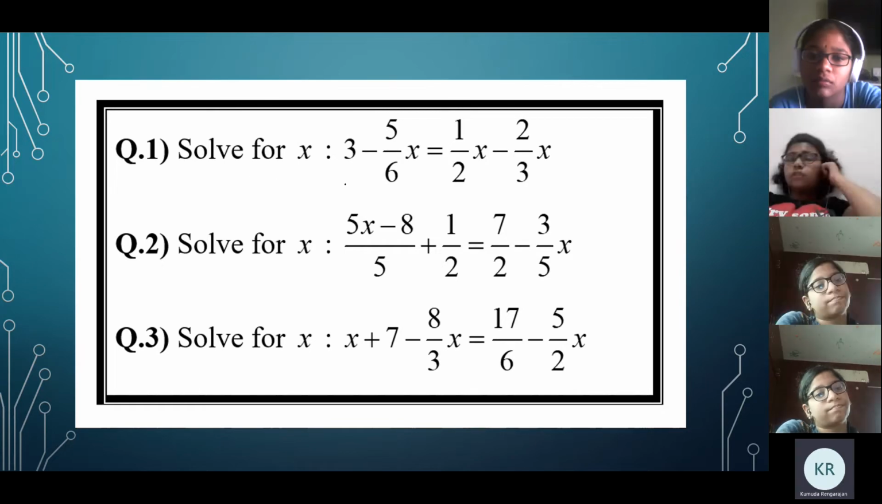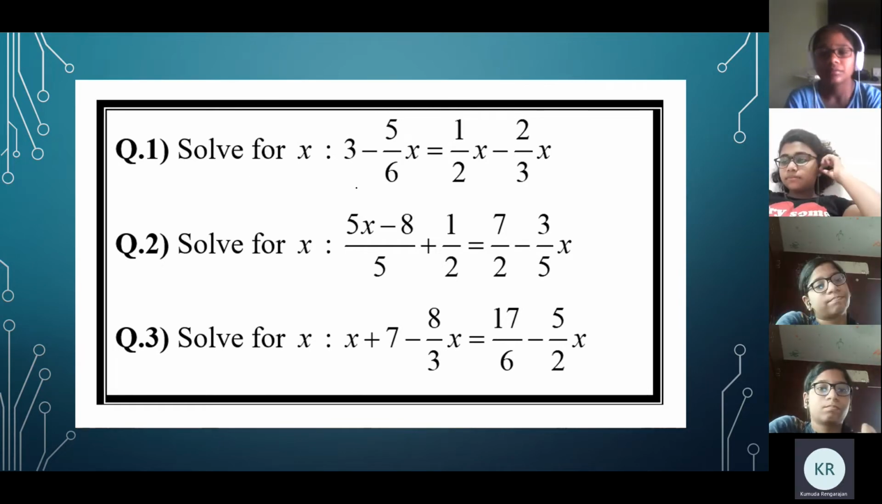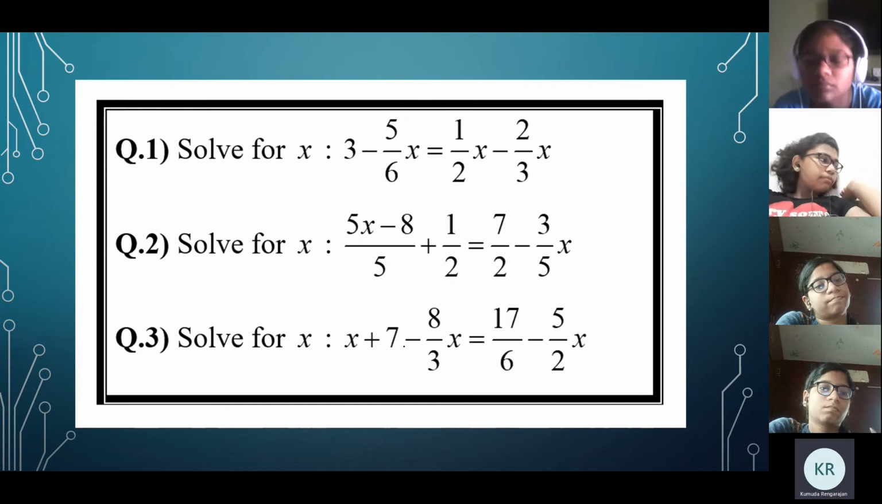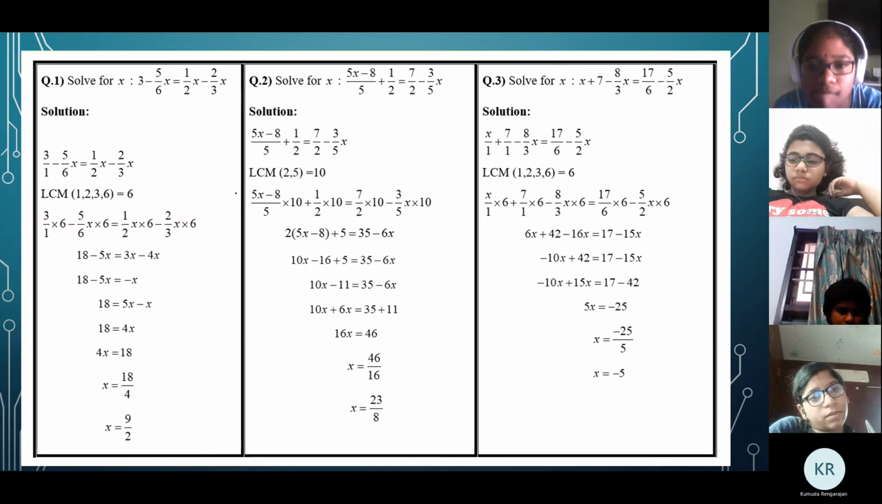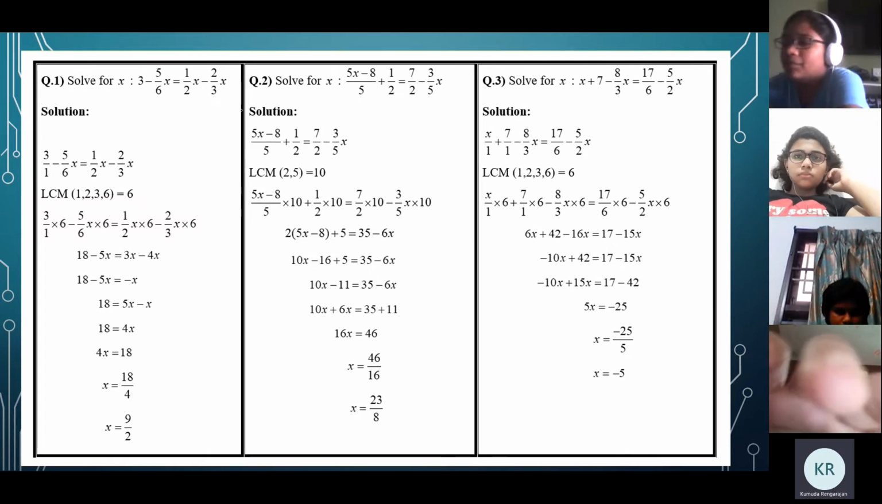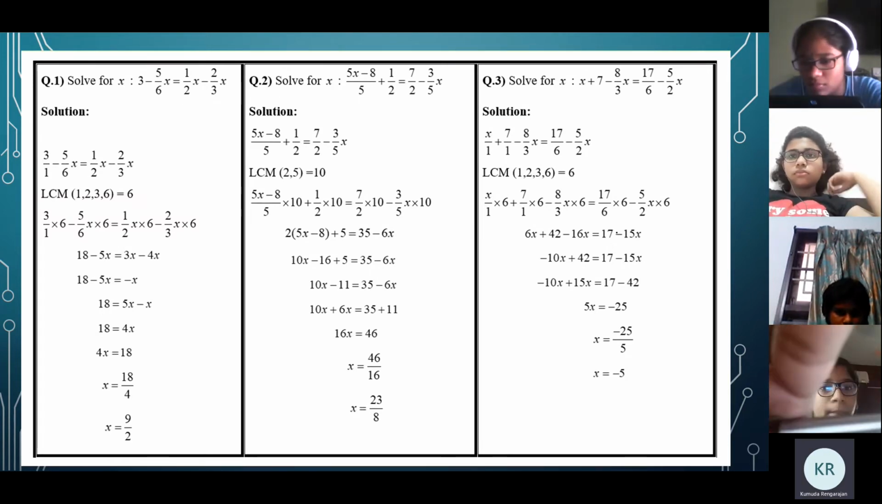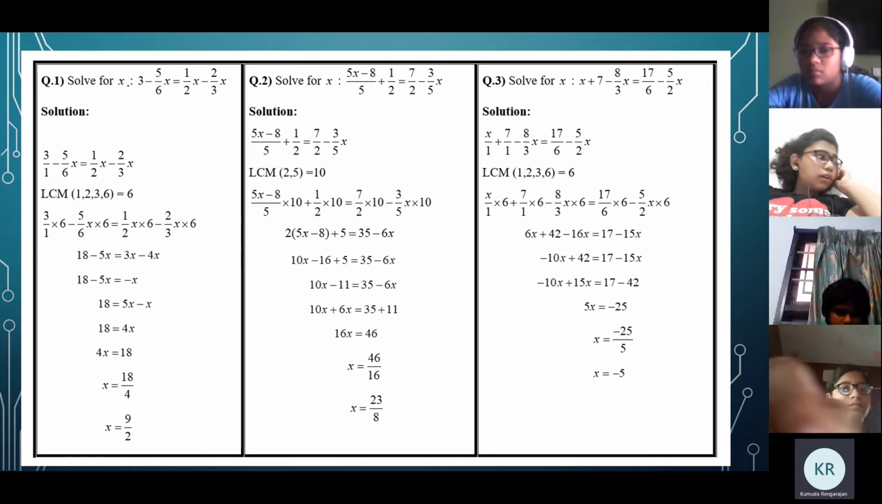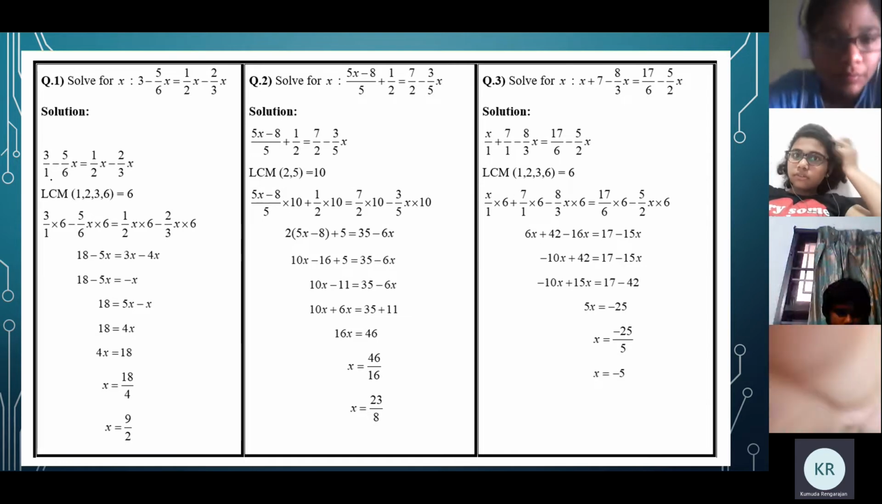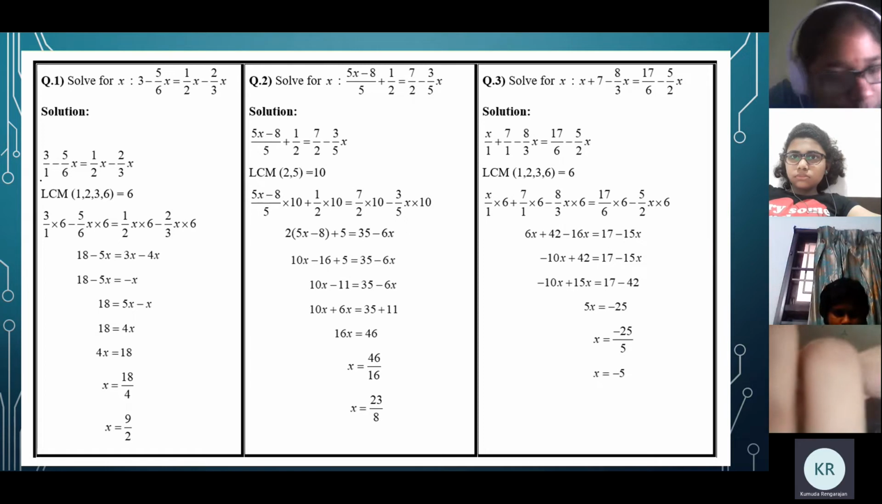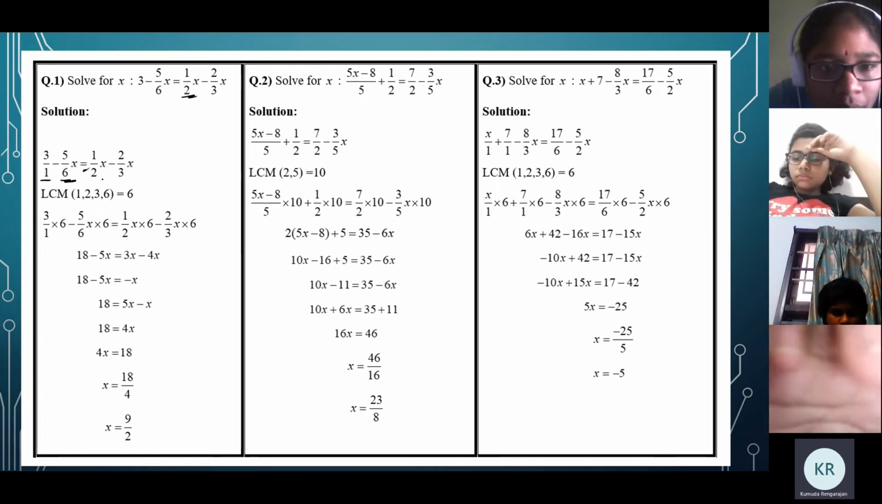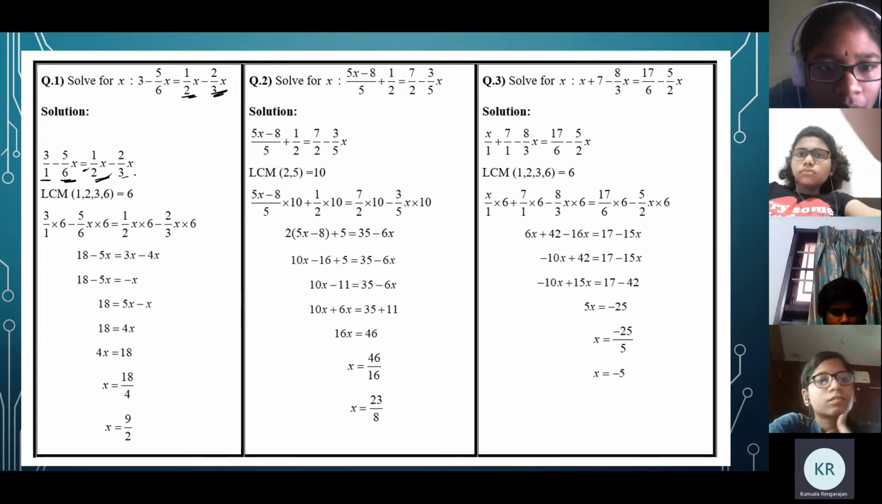All right, children. You can see here, solve for x. You can see these 3 questions. Let's see the solutions. See the first one. Don't look at answer 2 and answer 3. Please look at the first one. See the equation. It's 3, meaning 3 by 1, minus 5 by 6x is equal to half x minus 2 by 3x.